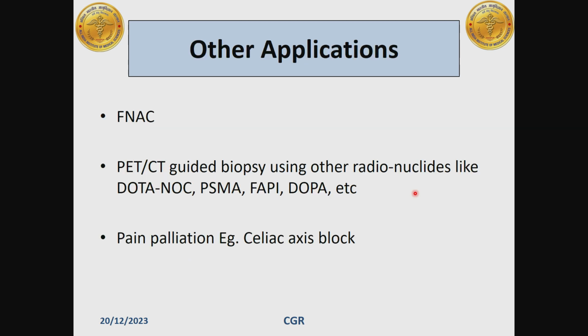The other applications of this robotic arm we would like to explore in our department in future would be PET-CT guided FNAC, which requires an even thinner needle and a bit more expertise. Then PET-CT guided biopsy utilizing radiopharmaceuticals other than FDG, that is Dotanoc, PSMA, FAPI, and DOPA.